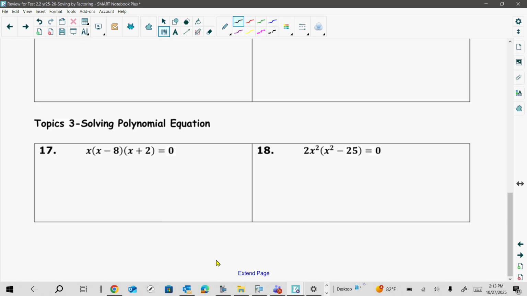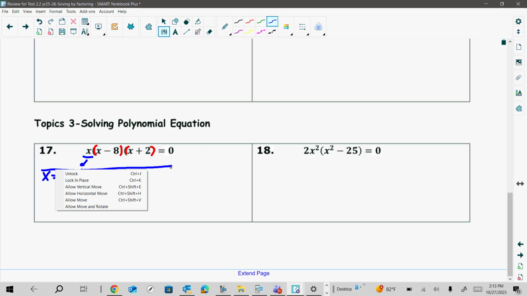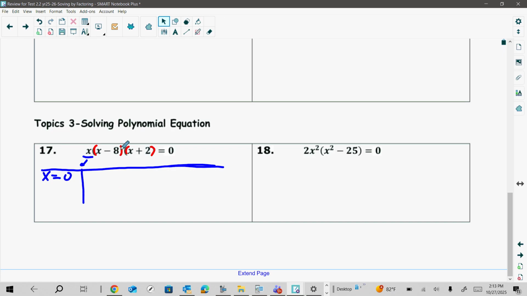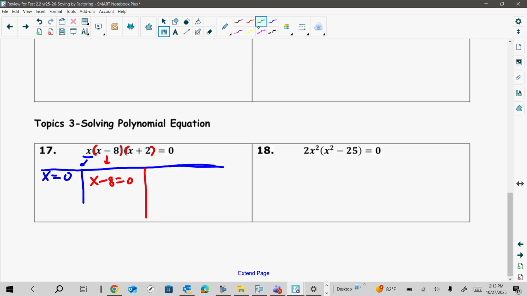Now, on our first two sets of problems here, because we already have it in factor form with these parentheses, all I have to do is set each factor equal to 0. Each one of these is a factor. The x is a factor, so you're going to set that equal to 0. Then I'm just going to do a t-chart. Then our next grouping here, we're going to set that equal to 0. x minus 8 is going to equal 0. And then the other factor we have is x plus 2 equal to 0.